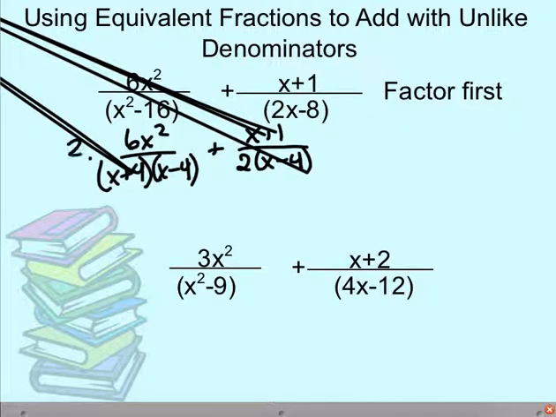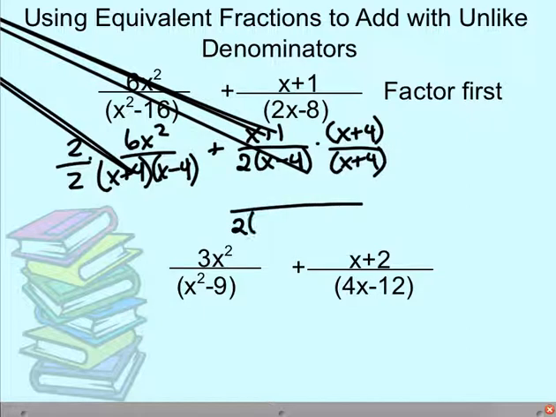I'm going to be missing a factor of 2 over 2, and on the second one I'm going to be missing a factor of x plus 4 over x plus 4. Which means I'm going to have this denominator of 2 times x minus 4 times x plus 4. And in the numerator, I'm going to get a 12x squared from the first term. And I am going to get, well, that's a binomial times a binomial. So I am going to get x squared plus 5x plus 4.